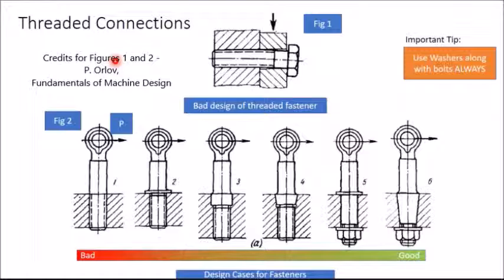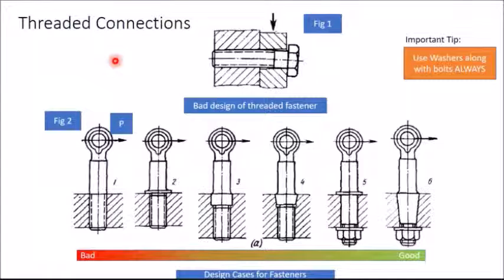Today we are going to learn about screwed connections. The principal requirement for correct functioning of screwed connections is that threads must be free from bending and shear stresses. Figure 1 is an example of a bad design of threaded connection.